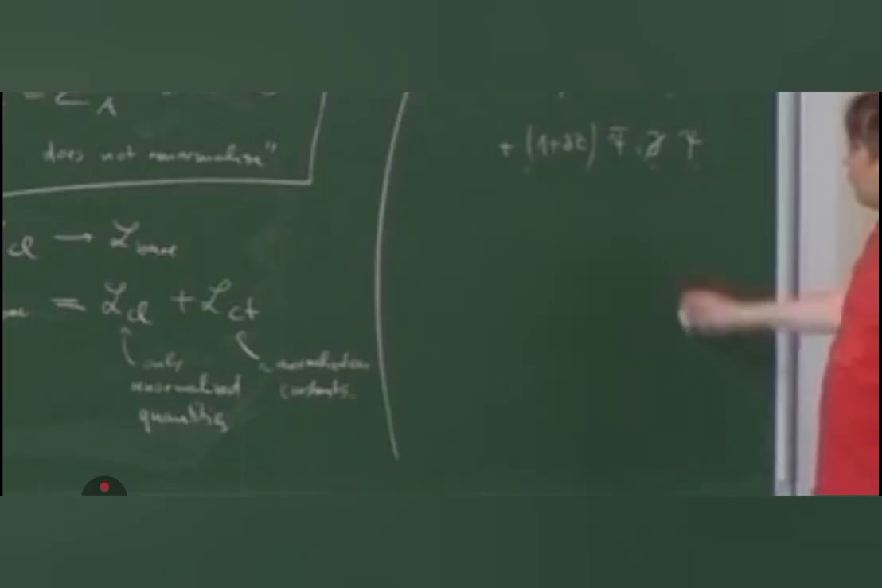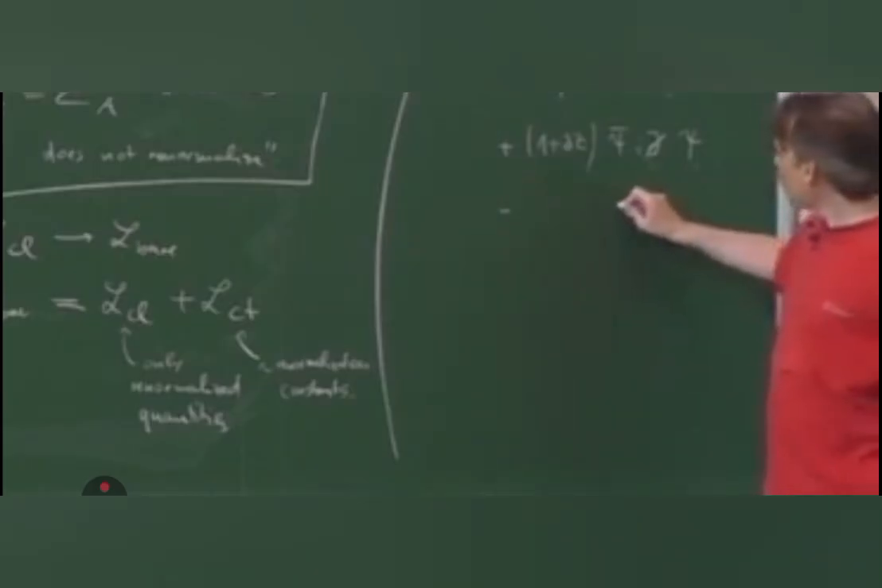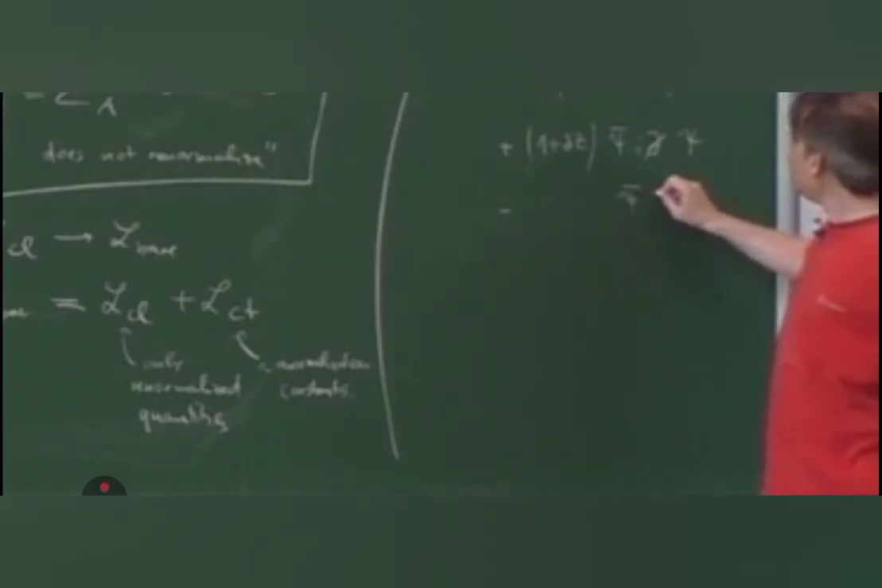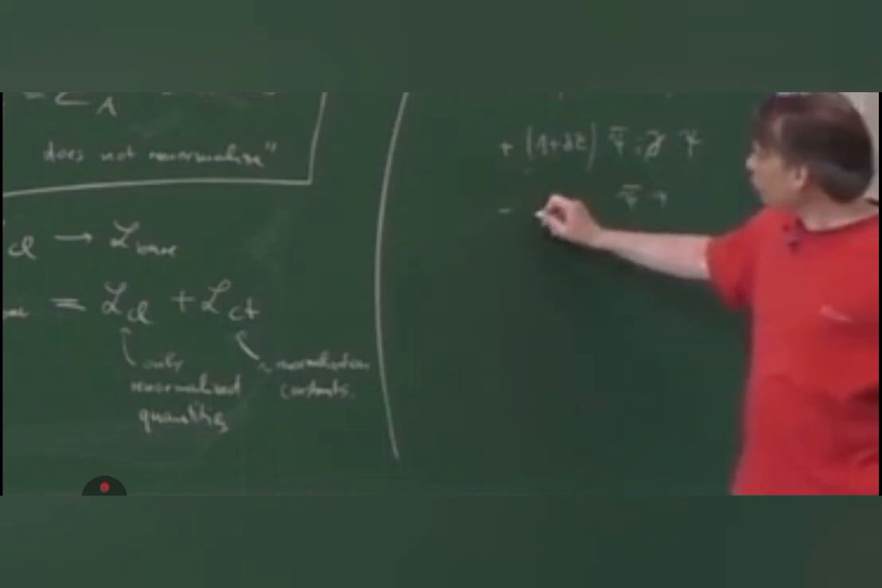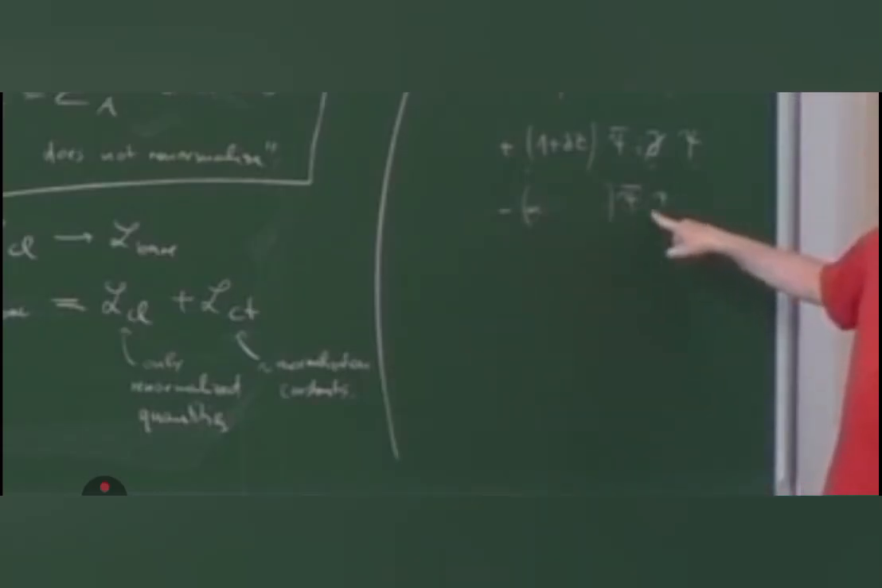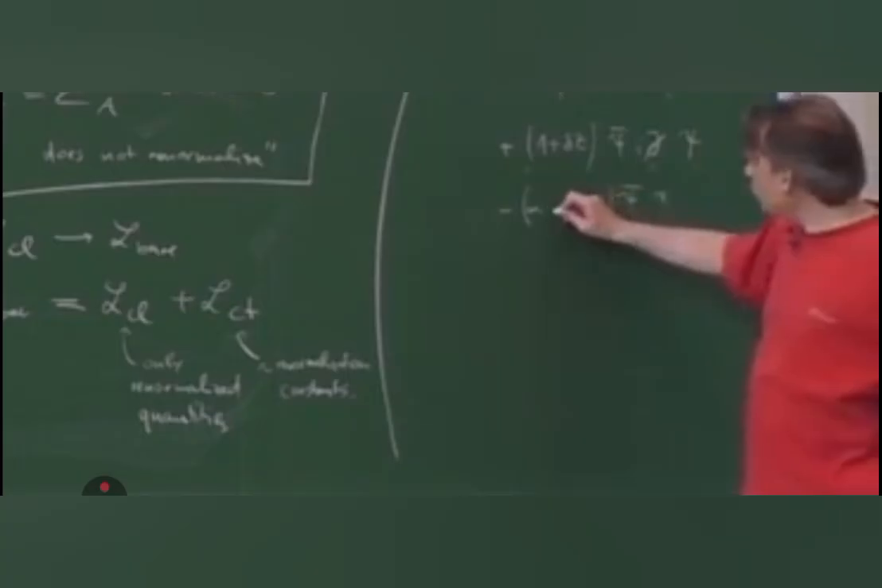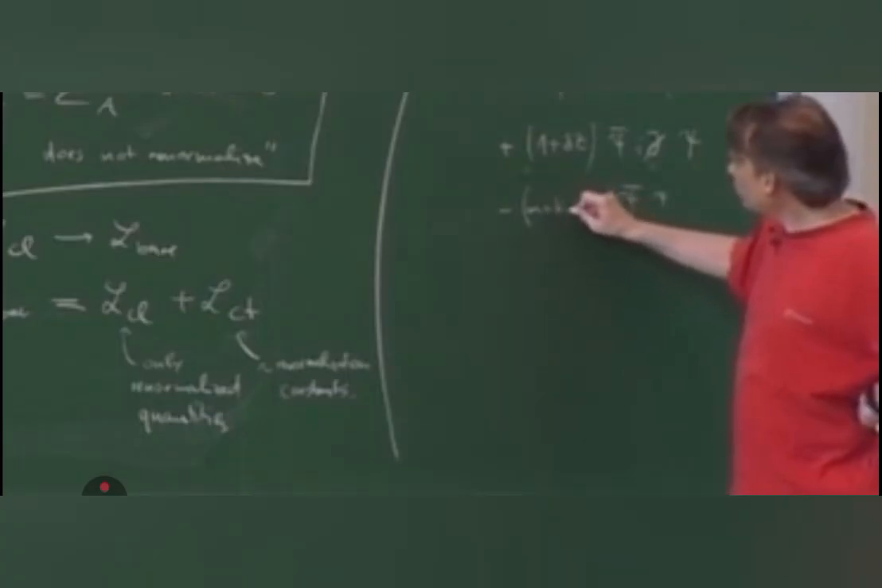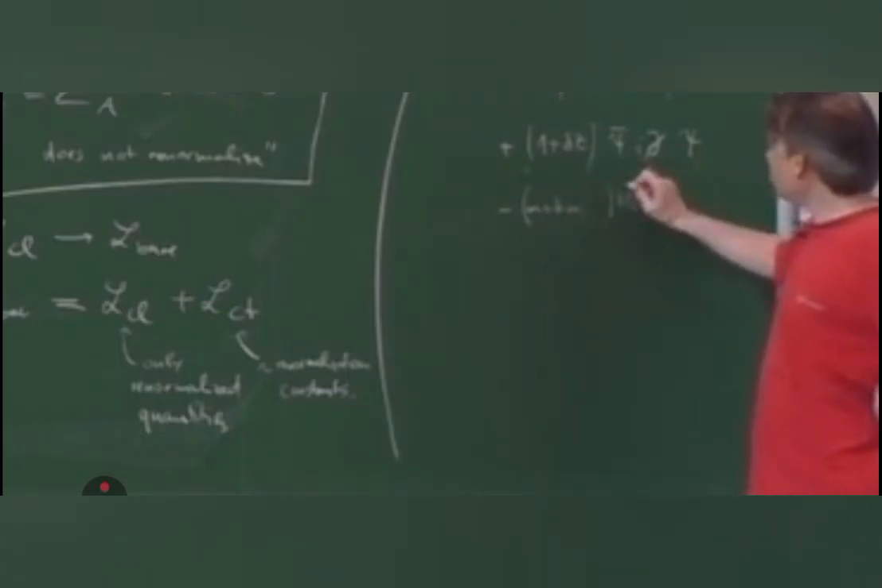Then the Lagrangian contains the term minus m times psi bar psi. What happens to that term? We would get m bare times psi bare times psi bare. So we get a prefactor Z times m plus delta m. And so we can write this as m plus delta m times 1 plus delta Z times psi bar psi. So we get here products of renormalization constants.